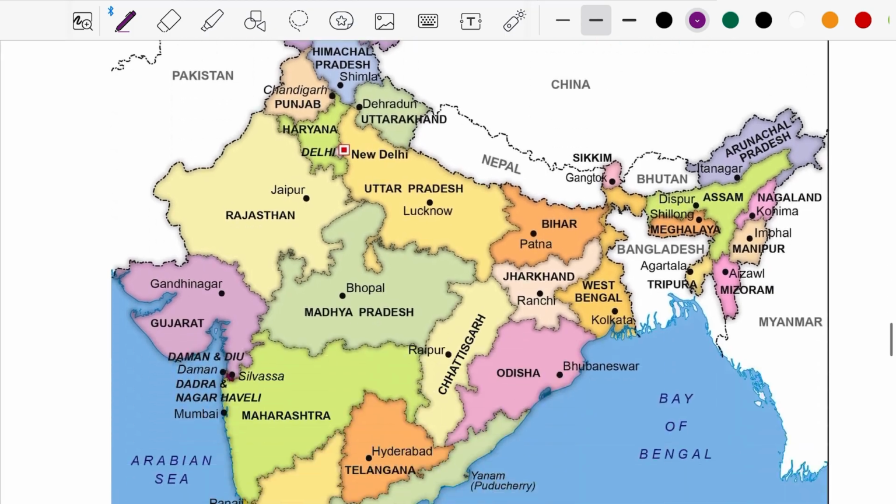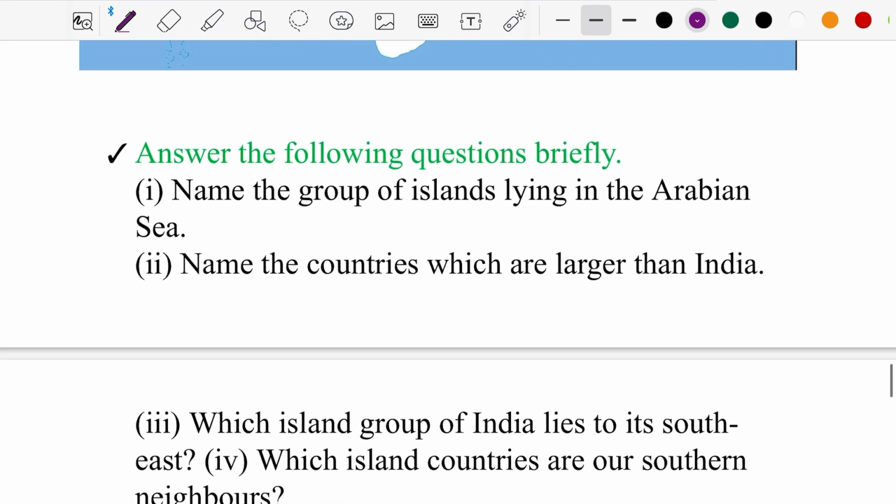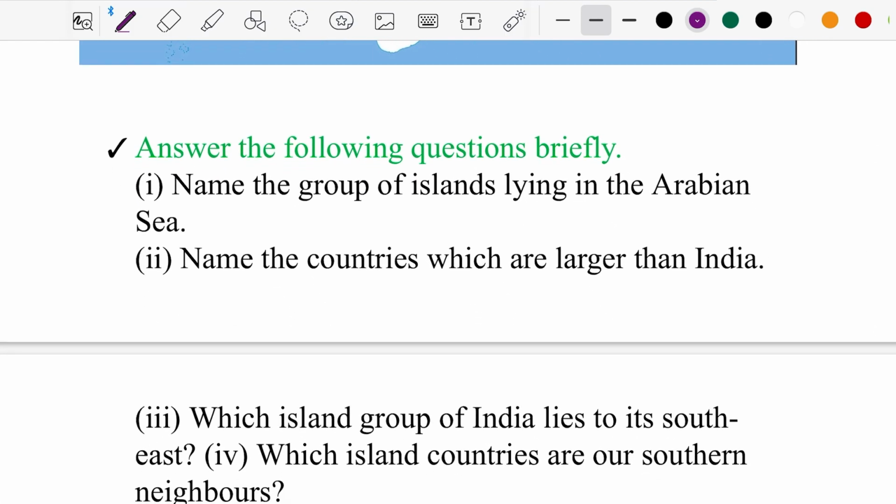Okay. Next, there are a few questions that we have to go through, so that we can have the mind mapping and we can have the revision.